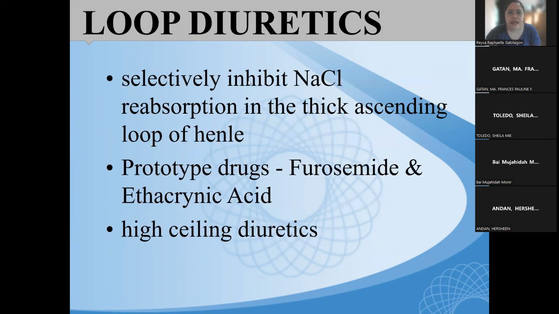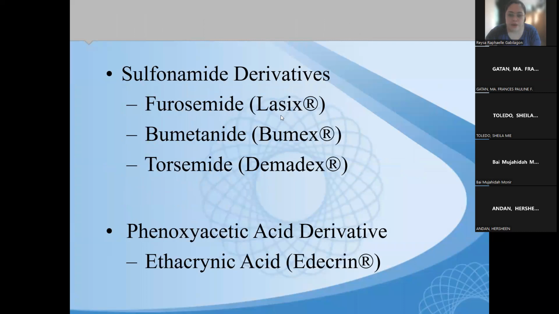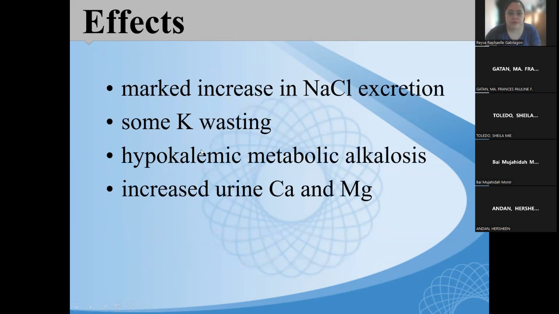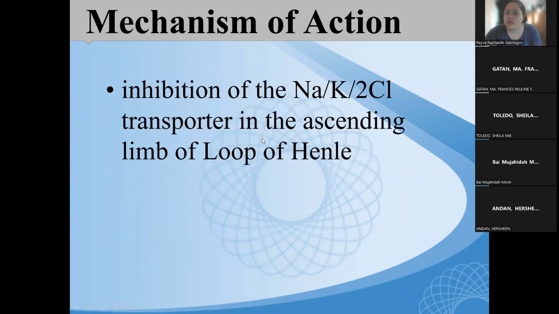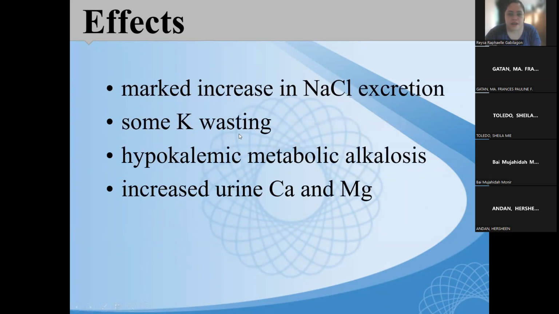Okay? And then we have the loop diuretics, our prototype drugs. We have the furosemide and the ethacrynic acid. However, we don't really use the ethacrynic acid now since this one is more toxic compared to the sulfonamide derivatives. Okay? So do not forget it's on the thick ascending limb of the loop of Henle. That is where they take their action.